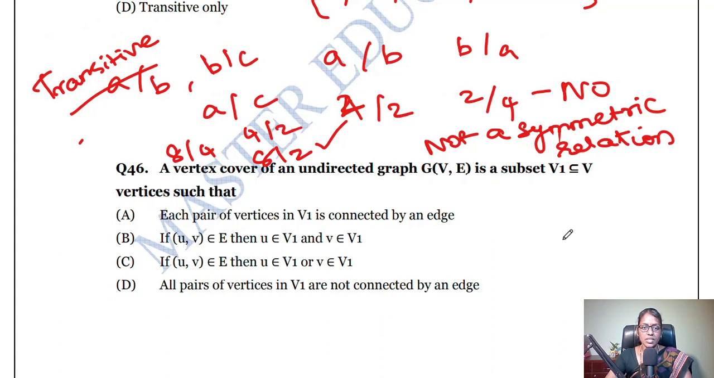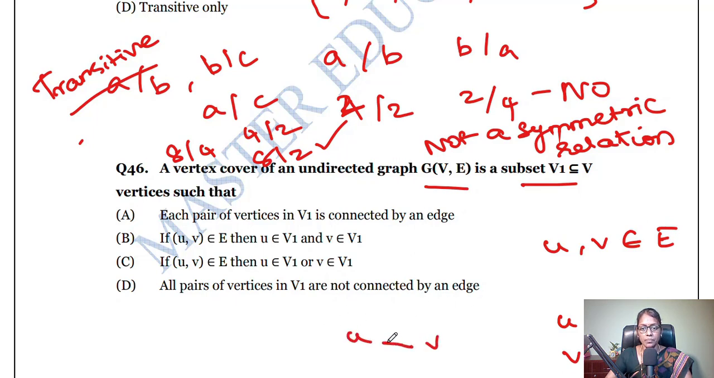The next question is: a vertex cover of an undirected graph G(V, E) is a subset V1 of vertices such that if (u, v) is an element of E, then u is an element of V1 or v is an element of V1. For example, this is u and v, this is a graph, and this must come under the vertex cover, right? So u should be an element of V1 or v should be an element of V1. So option C is the correct answer.